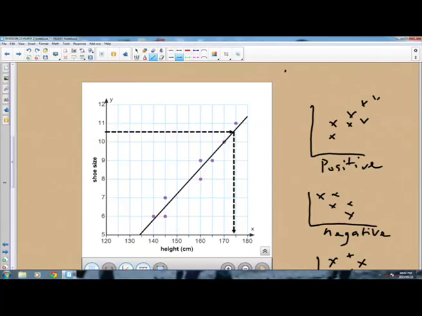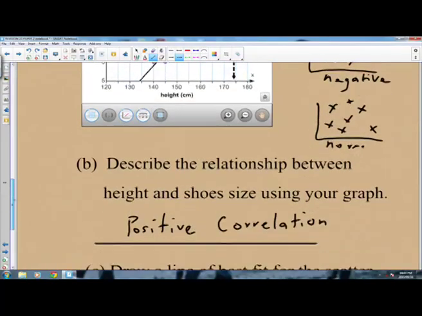It's here. So from 10.5, go horizontally till a point where you meet the line. When you meet the line, you go down. Then you find the value from the bottom there. This is 170, and then we have 175 is here. So this is probably 174. So the height of this man will be 174, and we just need to write it.